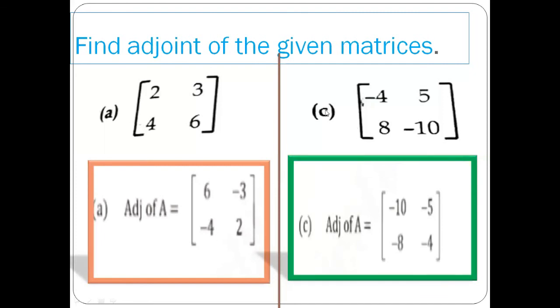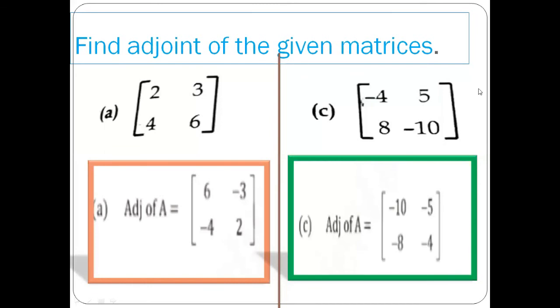Now another example of adjoint. This matrix contains the elements minus 4, plus 5, plus 8 and minus 10. This is the leading diagonal. You will change the places of the leading diagonal elements. First you will write minus 10, then you will write minus 4. And in the non-leading diagonal, you will change the sign of the elements. This is plus 5, it will become minus 5, and this is 8, and this will become minus 8.